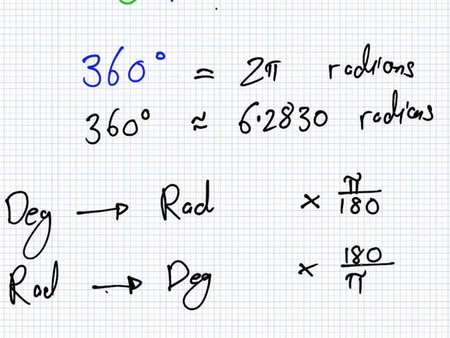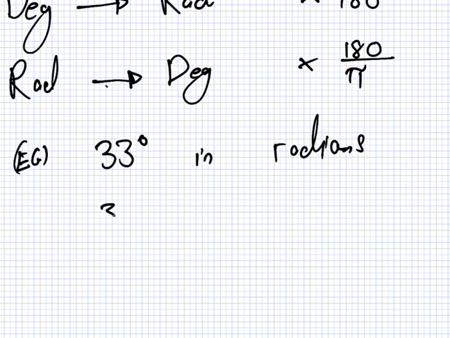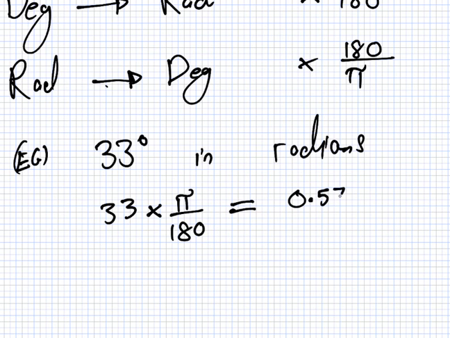So let's have a look at some examples. So for example, if I want 33 degrees in radians, then I just do 33 multiply pi over 180. So if you type that in on your calculator, what do you get? Yeah, and as a decimal? Okay, radians.